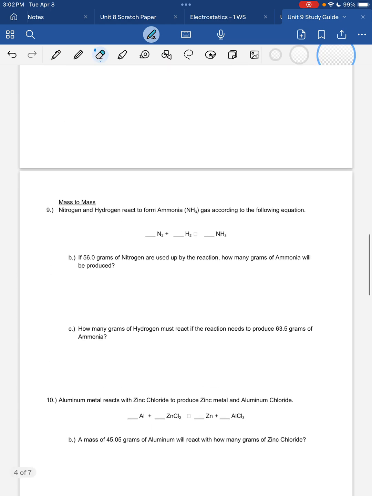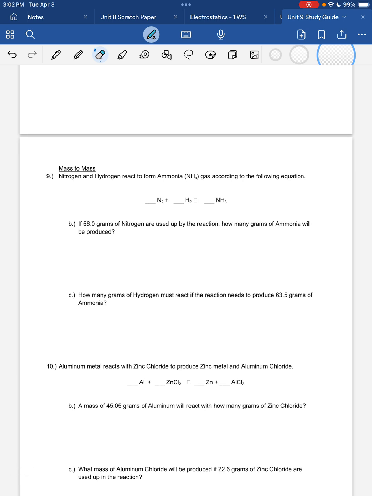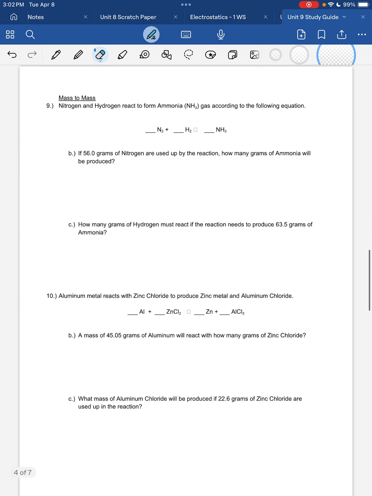Okay, next type of problem is a mass to mass. So this is the longest type of problem on here. This is going to be that 3-step problem because you have to find 2 molar masses and use the mole to mole ratio.